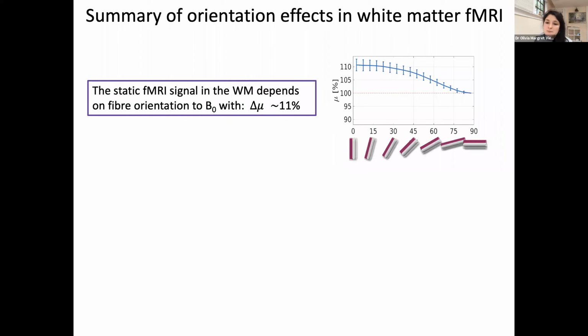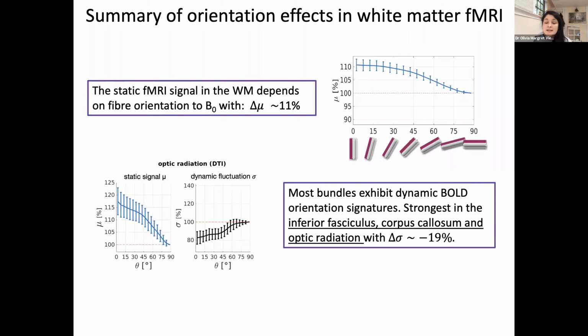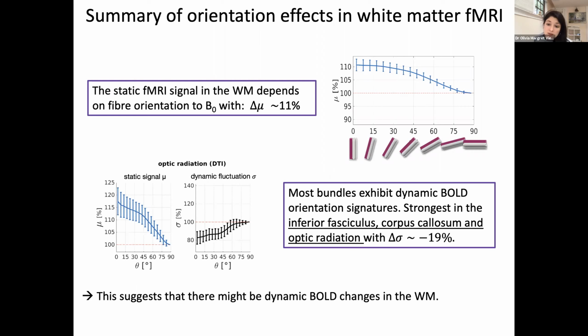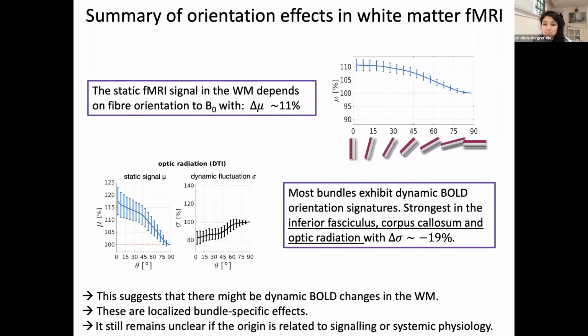I would like to conclude this part with 3 take-home messages. First, the fMRI signal in the white matter depends on fiber orientation. In the HCP protocol, this is 10%. Second, dynamic orientation effects are heterogeneous and more prevalent in specific bundles, such as the inferior fasciculus, corpus callosum, and optic radiation. This suggests that there might be dynamic BOLD changes in the white matter. It is not clear, though, if this is bundle-specific signaling activity or if the origin is a more global systemic physiological change that presents in downstream white matter vasculature. The result should also raise caution for regression methods like CompCor, where white matter ROIs are used as nuisance regressors.